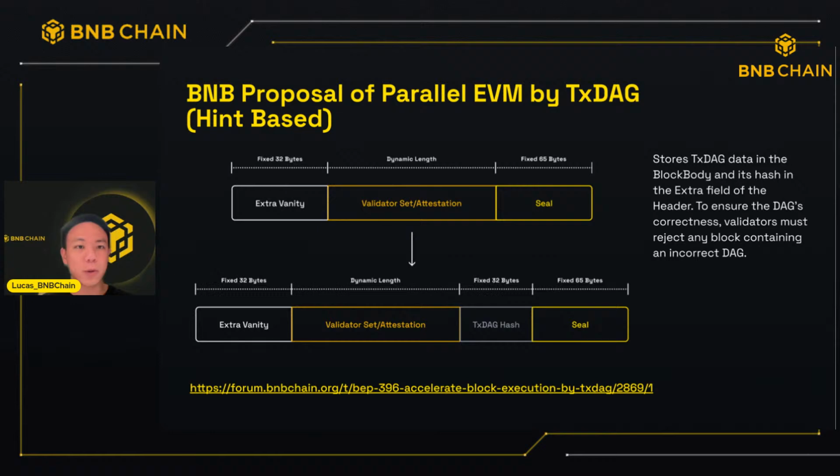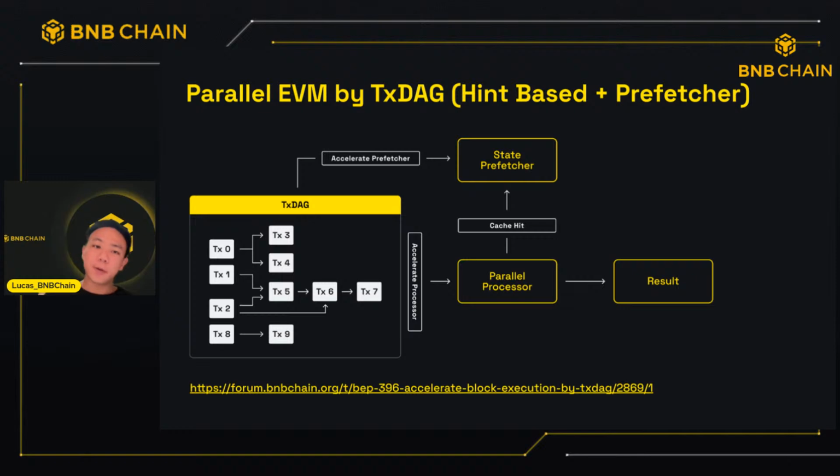We have also proposed this hint-based approach, and the hash of this transaction-directed acyclic graph will be a fixed 32 bytes added into the block body. This also assists with the prefetcher system. What the prefetcher system does, in a sense, is that before the transactions are executed by the processor, it will fetch the necessary data from the chain, such as your wallet balances, before it gets processed. So the data is readily available.